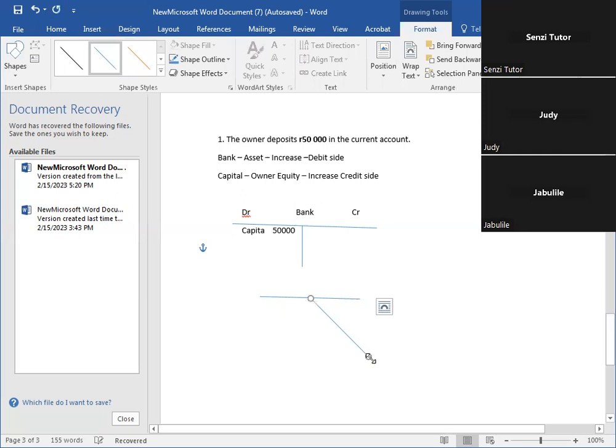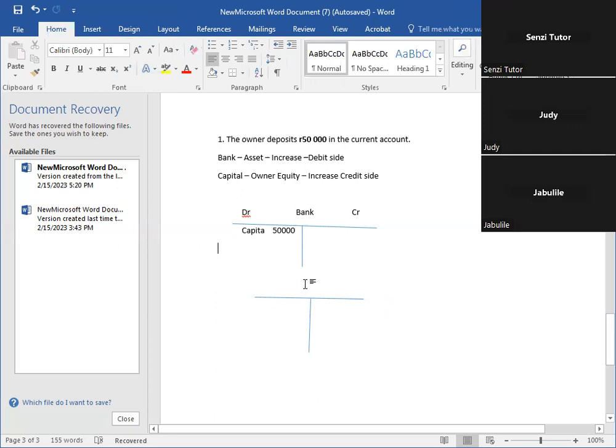This is a T account of a capital, guys. Now, don't worry, we still have more time to master these, because assignments will be opening next month. Okay, now we have a capital.